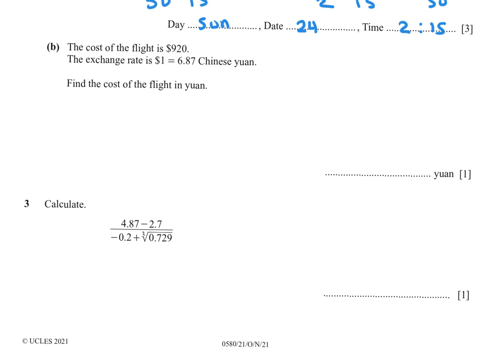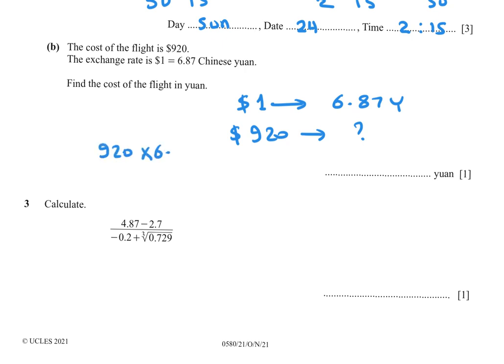B, the cost of the flight is $920. The exchange rate is $1 is 6.87 Chinese yuan. Find the cost of the flight in yuan. So $1 equals 6.87 Chinese yuan. Now to convert $920 to yuan, cross multiply. So 920 times 6.87 divided by 1 gives 6,320.4.